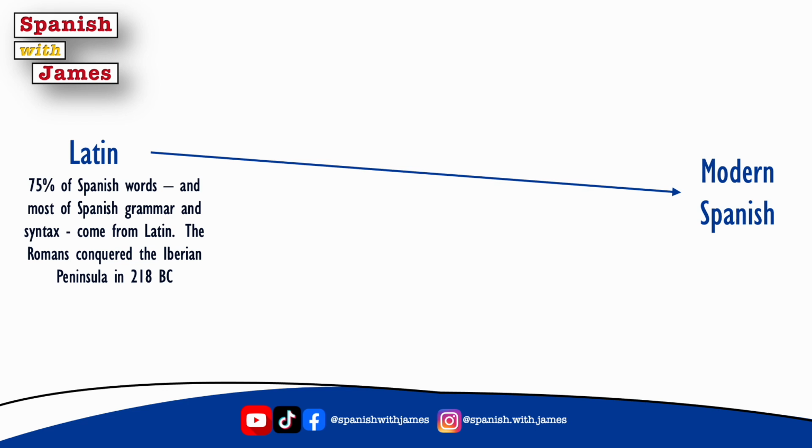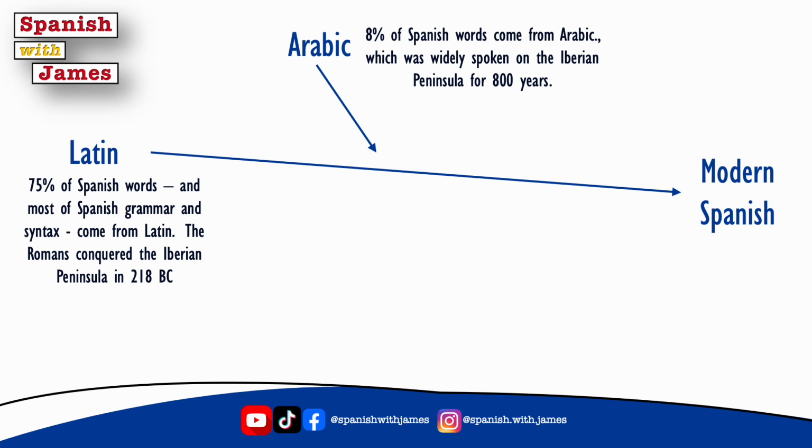But the Romans weren't the only ones to leave a strong linguistic legacy in the Iberian Peninsula, because there were also Arabs living there for about 800 years, speaking different dialects of Arabic. So about 4,000 Spanish words that we use today, or about 8% of the language, come from Arabic, not Latin.